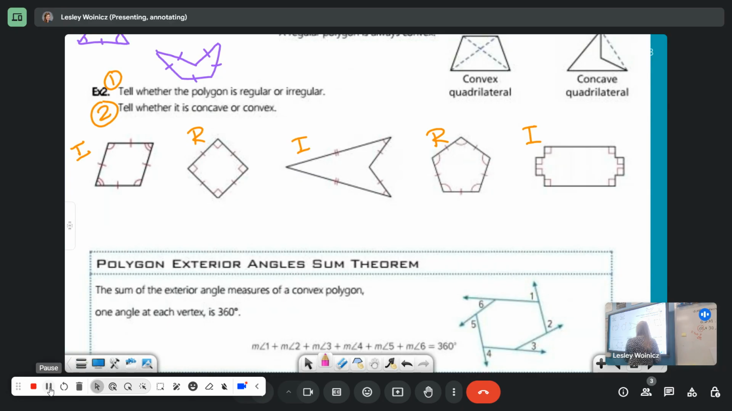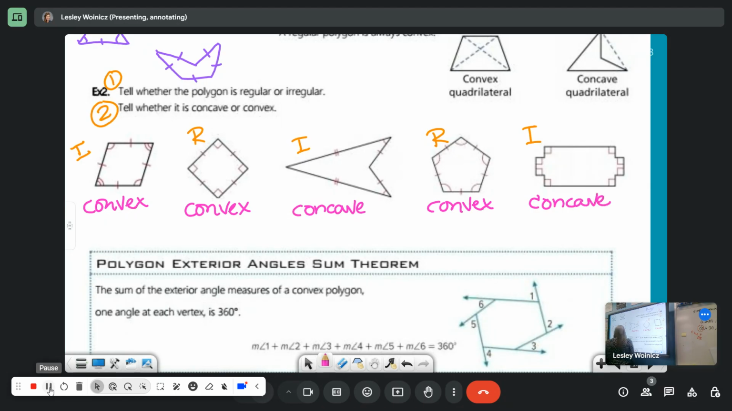Tell whether it's concave or convex. Do we need time or can we just rattle them off? Concave or convex? Okay. With a hole, with a little dent, a cave. Good. Okay.